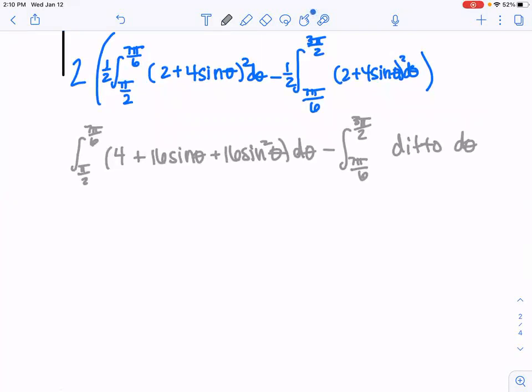Okay, can we integrate sine squared? I'm just not getting my words out. We have to change it to 1/2 minus cosine of 2 theta over 2.